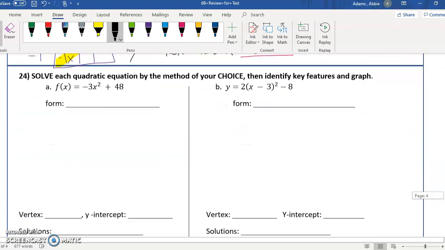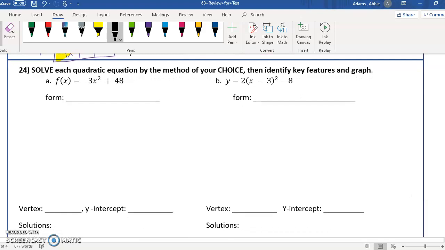All right, let's go on to problem 24. It says solve each quadratic equation by the method of your choice, then identify key features and graph. We can solve it by using the square root method or the quadratic formula, or you can even go back to factoring. But let's stick with these two. I prefer the square root method. It's a little bit faster than using the quadratic formula, in my opinion. It's starting off in standard form, and from standard form, we can say that our y-intercept is at (0, 48).